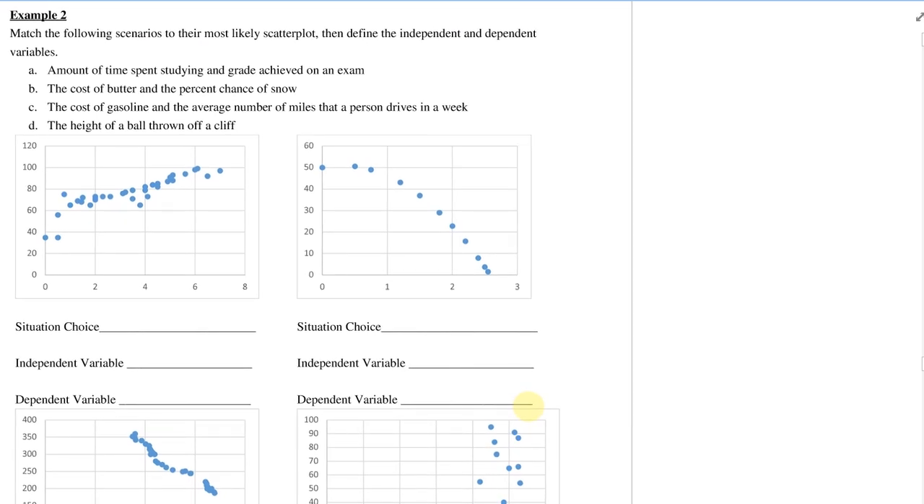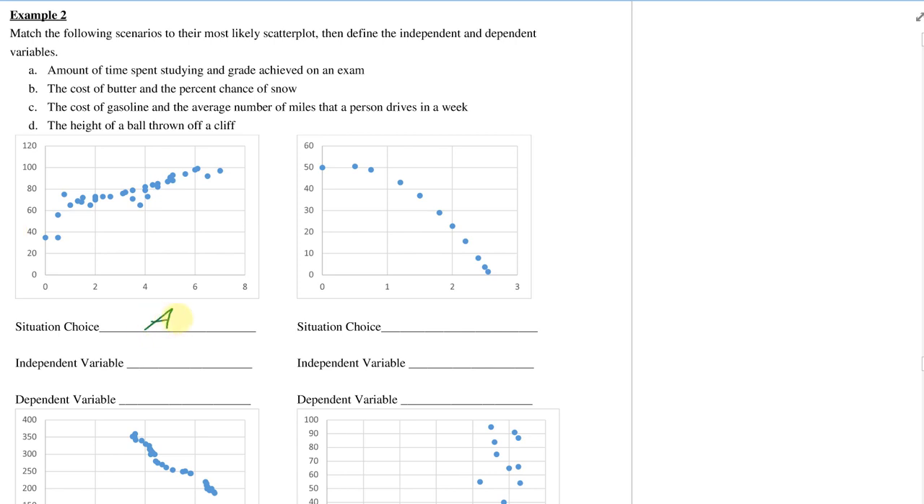Okay, so if I look at this, the first one is the amount of time spent studying and the grade achieved on an exam. If you notice here, this scale is going from 0 to 100. Nothing is over 100, so that would be this first graph here. So this is situation A.